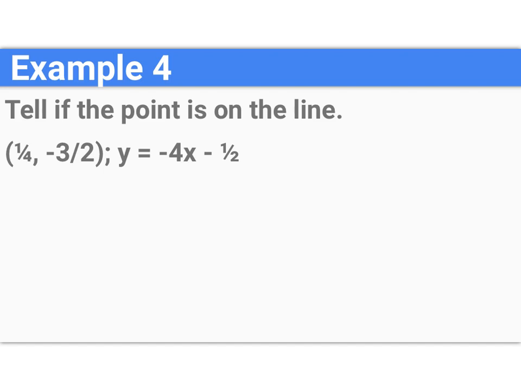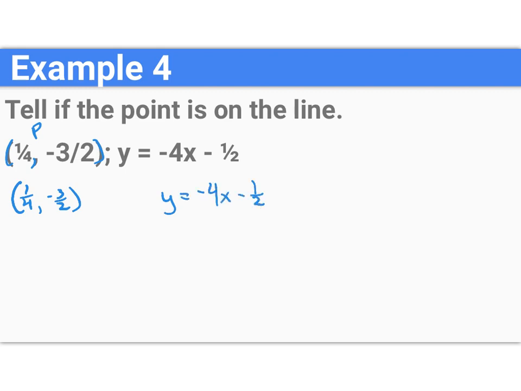Okay, so tell if this point is on the line. This is our point because it's in parentheses. We got two numbers separated by a comma, 1/4, -3/2. And here's our line: y equals -4x minus 1/2.